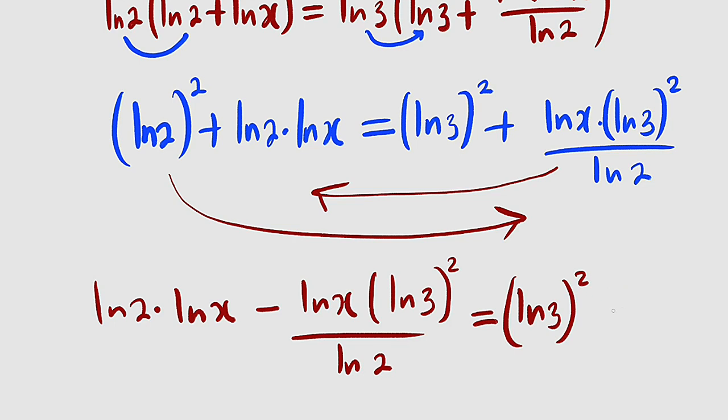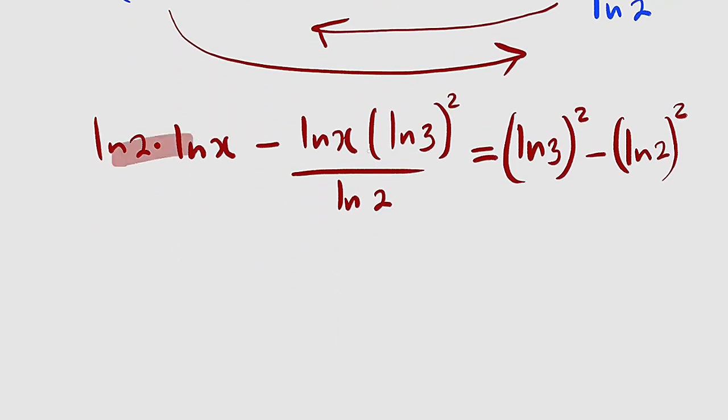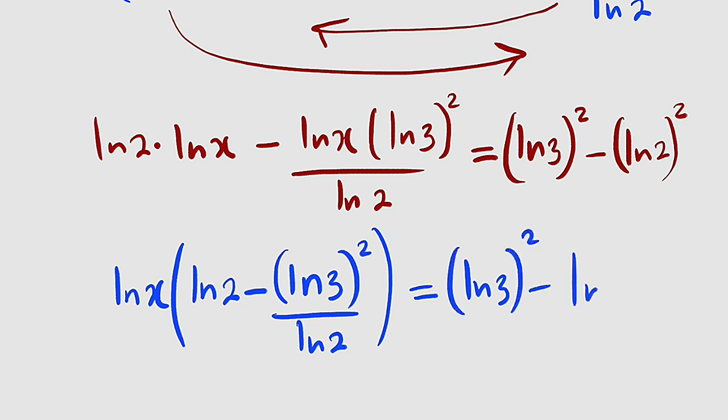As ln2 all squared crosses over, it becomes negative ln2 all squared. But on the left hand side, you can see both terms contain ln x in common, so we can factor it out. So we have ln x multiplied by ln2 minus ln3 all squared divided by ln2. This is equal to ln3 all squared minus ln2 all squared. And now we can simplify this fraction, right?